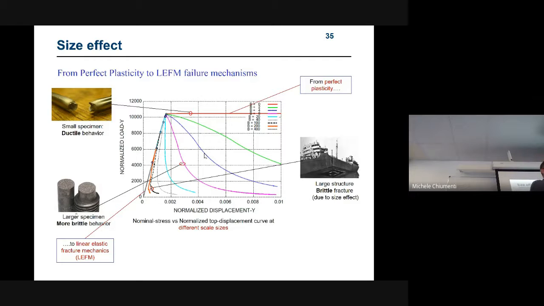And when the part, the component, the structure is very large, you can think of a bridge or a ship like this, which is a real example, the result is that you get a very brittle result. So you apply the load and it cracks. Using the same mesh, the same constitutive model, the same fracture energy, because of the size, the material behaves from perfect plasticity to linear elastic fracture mechanics. Really brittle. This ship just broke in the harbor.